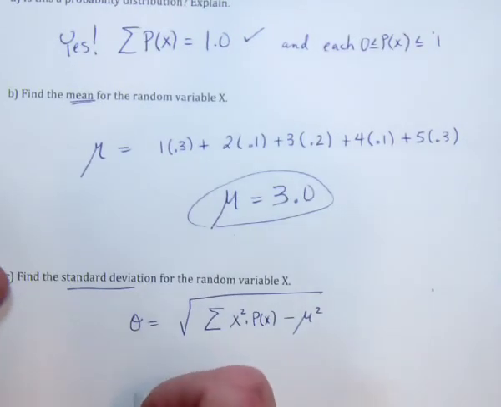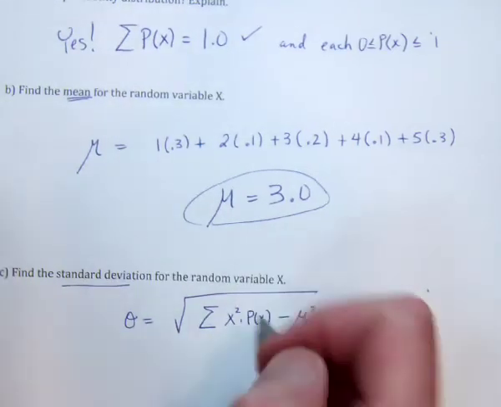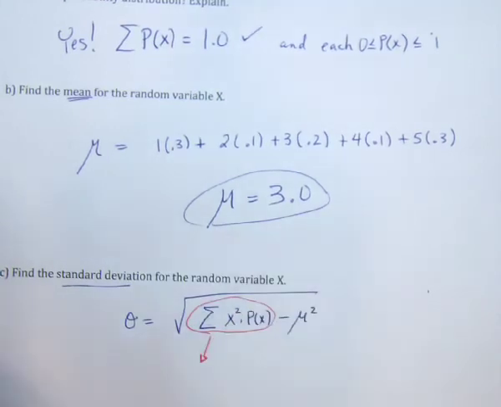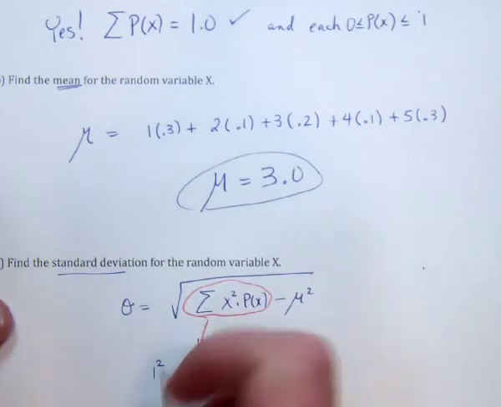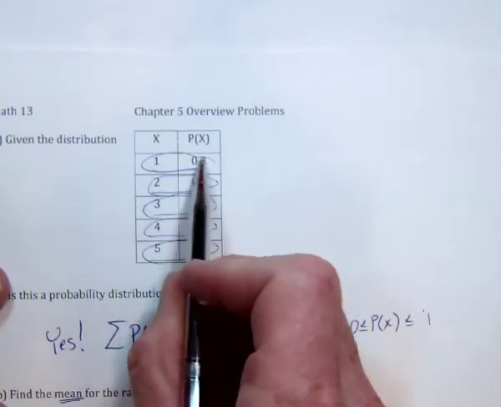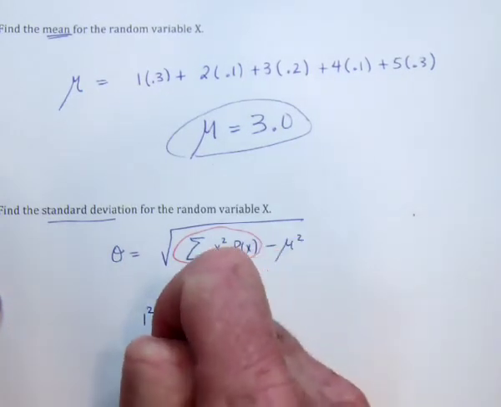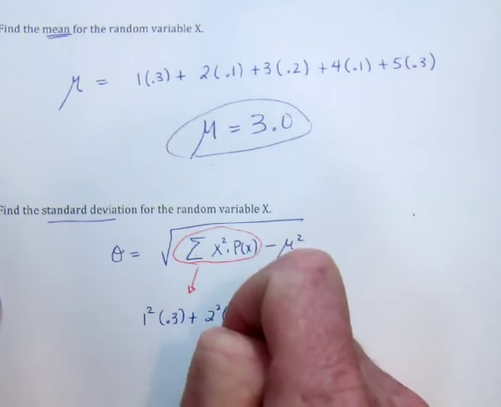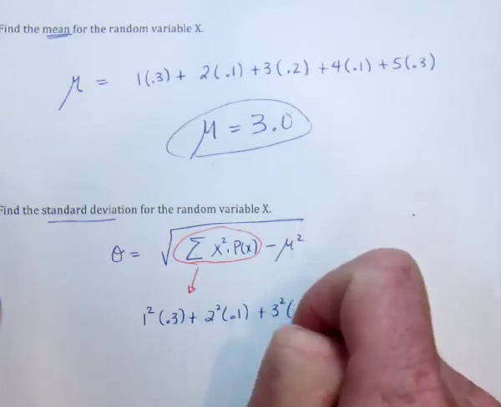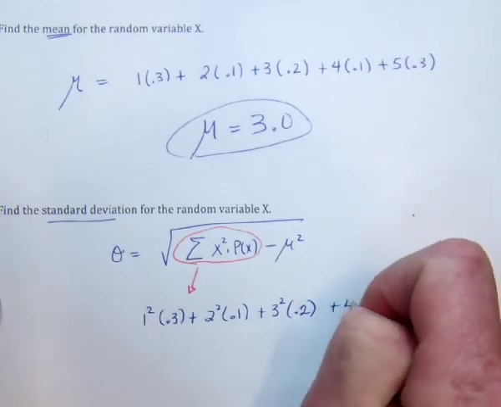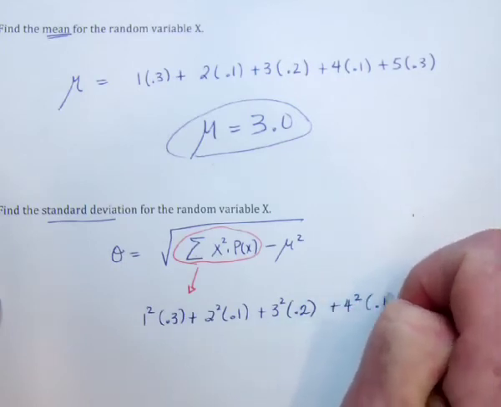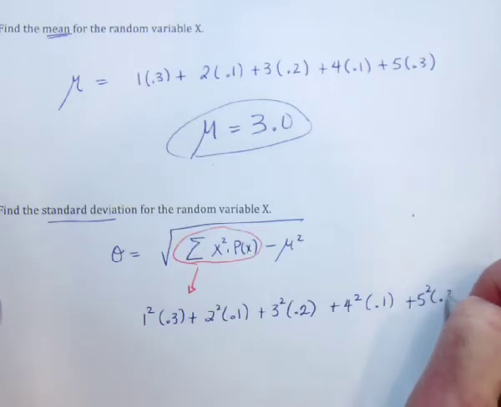So it's going to be, you know what I'm going to do? I'm going to break off this part and do this part first. So it's going to be 1 squared times 0.3. So just going back to these numbers, 1 squared times 0.3, 2 squared times this, and we're going to add those up. So 1 squared times 0.3 plus 2 squared times 0.1 plus 3 squared times 0.2 and 4 squared times 0.1 and 5 squared times 0.3.